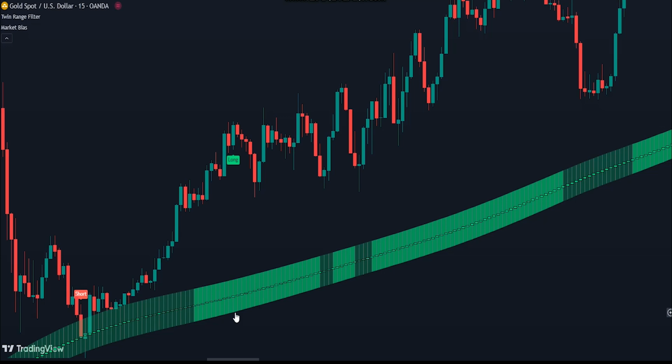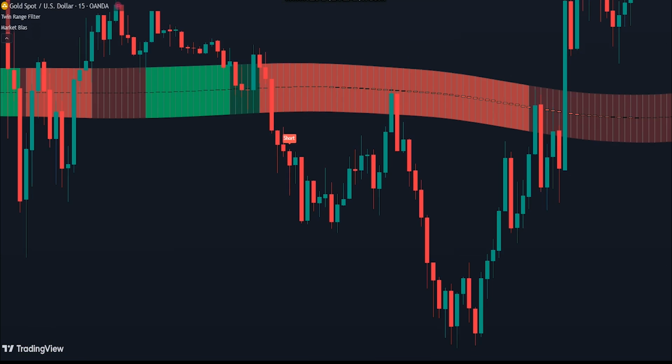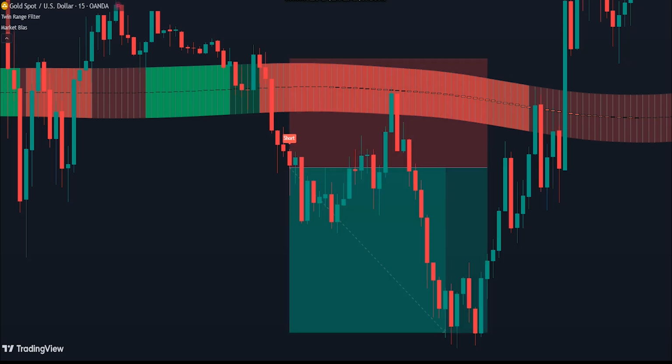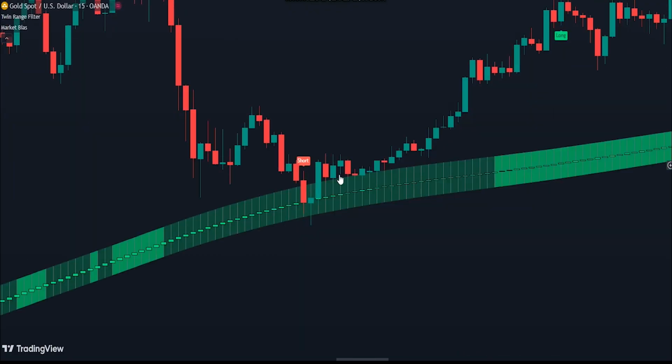On the other hand, when the twin range indicator gives a sell signal, this signal must be below the market bias indicator, and the market bias color should have turned red for us to enter a sell position. The combination of these two indicators and the additional filters will minimize false signals as much as possible. Let's look at a few more examples.